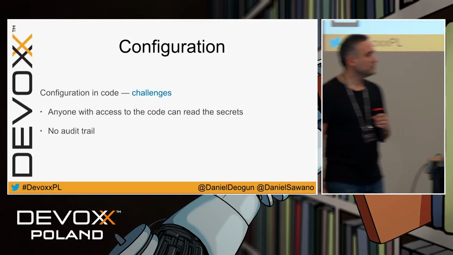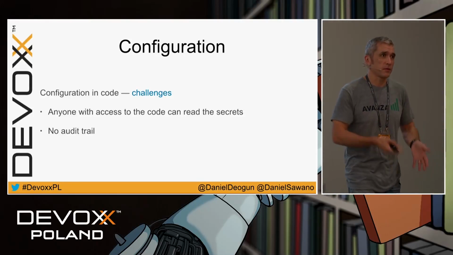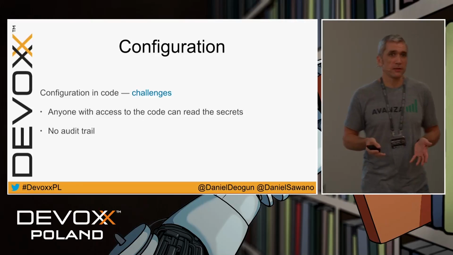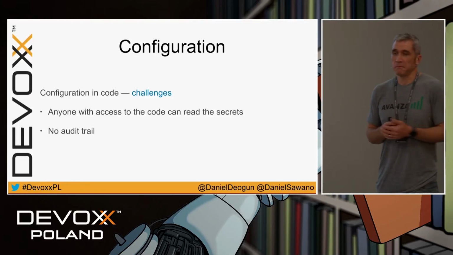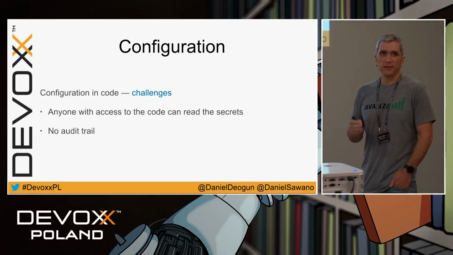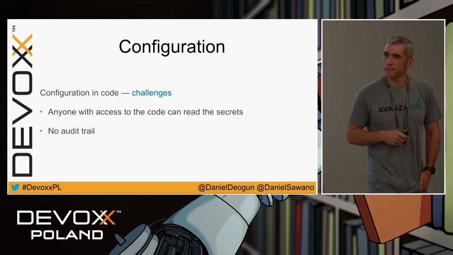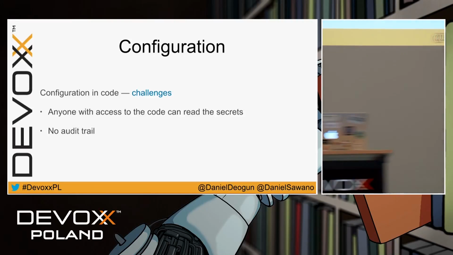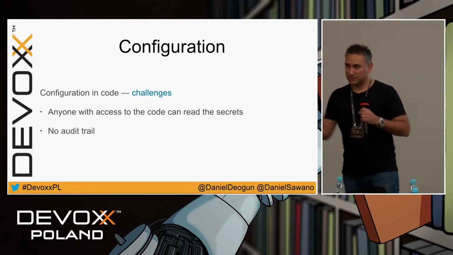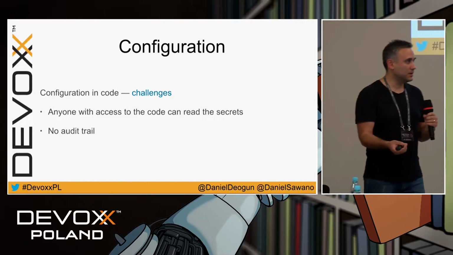Well, the challenges are that since you're putting it in the code, anyone with access to, I don't know, Git or Subversion will be able to read this password, right? Right. Should everyone be able to read it? Probably not, but you can't access restrict a single file in Git, for example. And it also means that everyone in your team is going to be able to see the credentials, the sensitive data, right? And there won't be an audit trail.